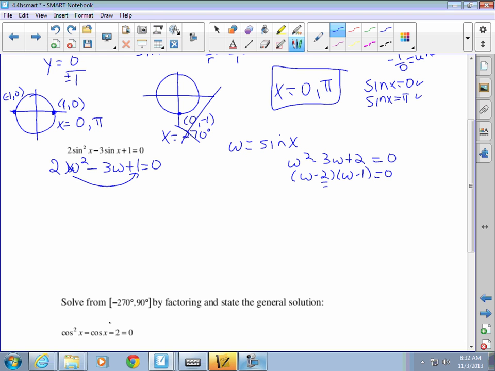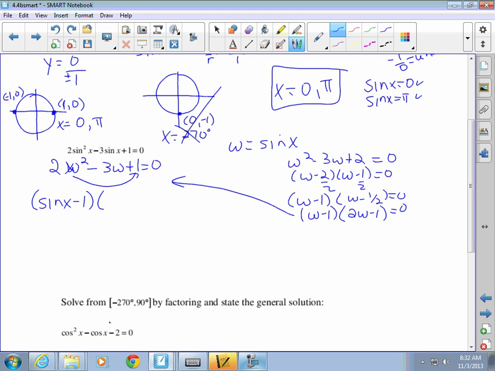So now I divide through by my 2, w minus 1, w minus 1/2. So this becomes w minus 1; multiply through by that 2, so it's 2w minus 1 is equal to 0. So if that's my factor, going back into here, then I have sine x minus 1 times 2 sine x minus 1 equals 0. Sine x minus 1 is equal to 0. 2 sine x minus 1 equals 0. So sine x is equal to 1.